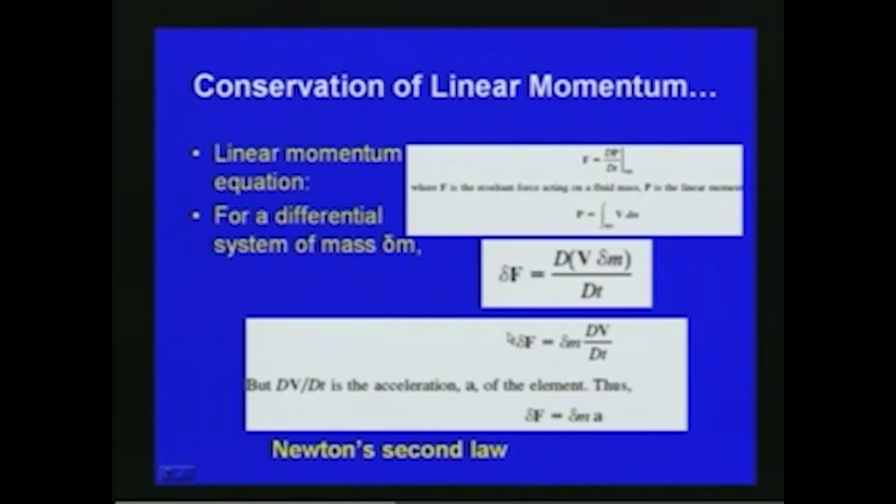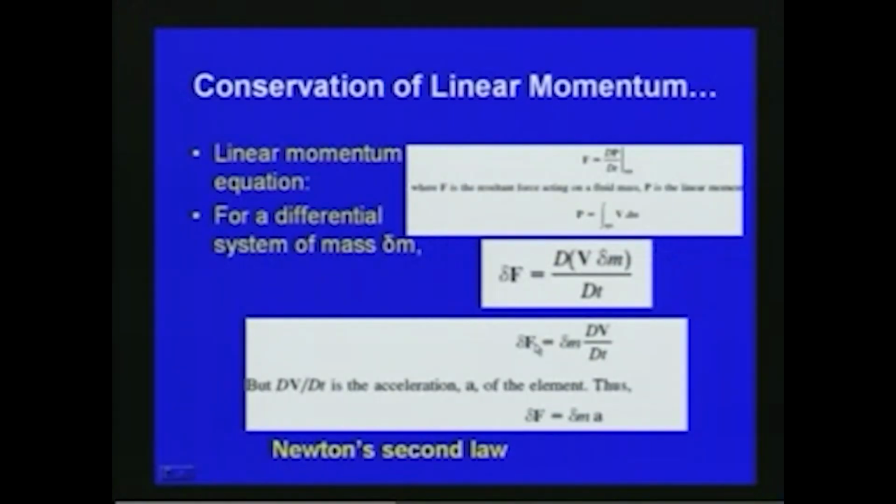Now, from Newton's second law, force is equal to mass into acceleration. So this delta F we can also write as delta m into a. That means effectively the force delta F is equal to the mass into acceleration. That is what we are getting with respect to the equations here.